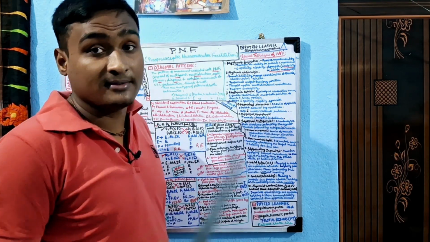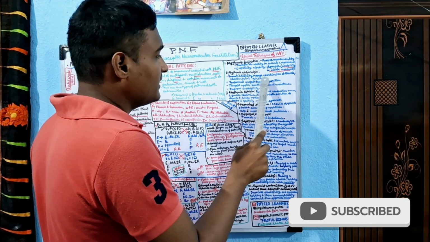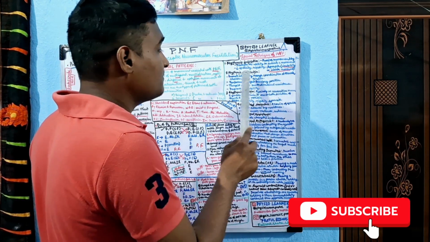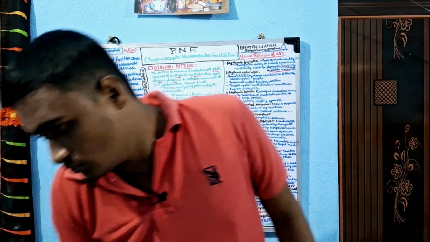What is rhythmic stabilization? It promotes stability through the coordination of the trunk, shoulder, and pelvic area. We do rhythmic stabilization when a patient has poor balance. We apply a very firm push or some resistance to the lateral side of the body and the front side of the body. This push is called rhythmic stabilization.